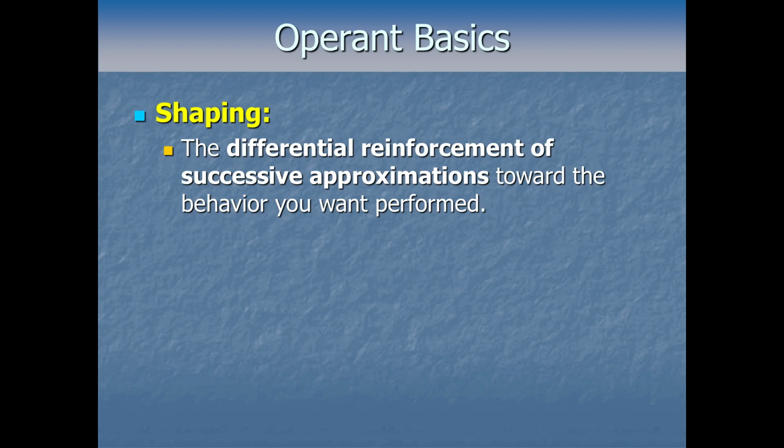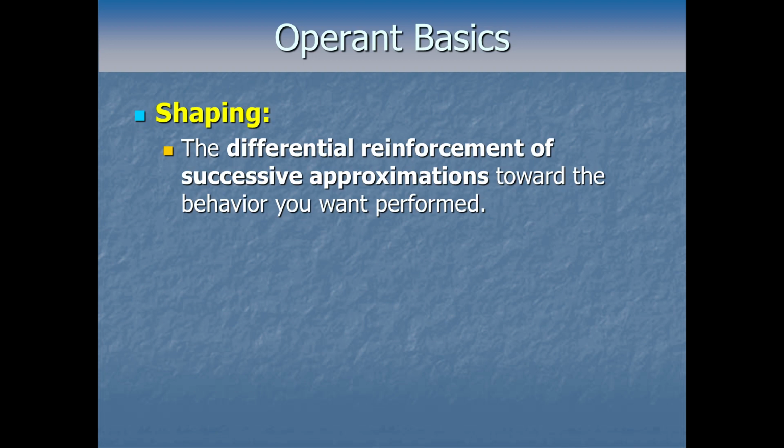So shaping is the differential reinforcement of successive approximations toward the behavior you want performed. Meaning you start with a contingency that rewards just a first step toward the behavior you want. Then later you change to a contingency that rewards something a little closer to that final target behavior you want. And you keep doing that until at the end, finally, you're rewarding the actual target behavior you desired.